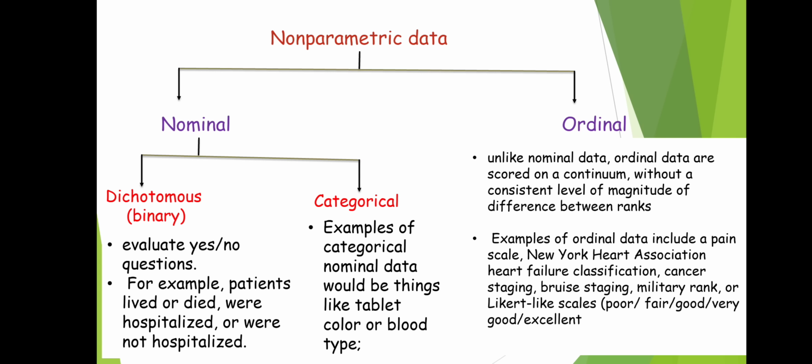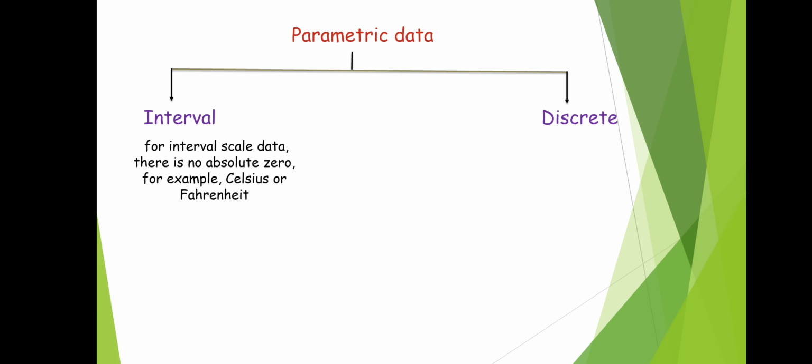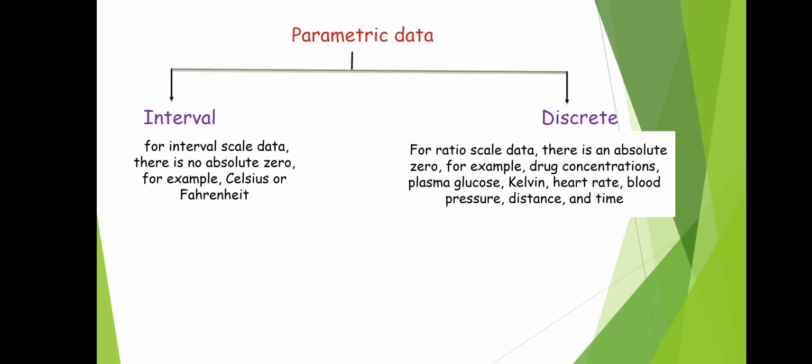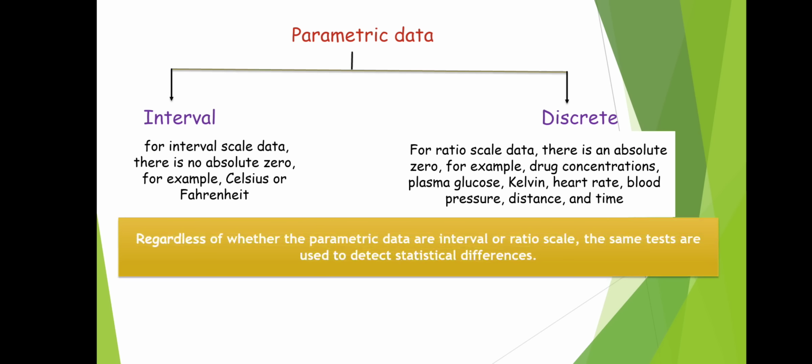Here we don't need any kind of calculation. Next is the parametric data. Here calculations are required, and parametric data are again of two types, interval and ratio. For interval scale data, there is no absolute zero, for example Celsius or Fahrenheit. Whereas for ratio scale data, there is an absolute zero, for example drug concentrations, plasma glucose, Kelvin, heart rate, blood pressure, distance and time. Regardless of whether the parametric data are interval or ratio scale, the same tests are used to detect statistical differences.